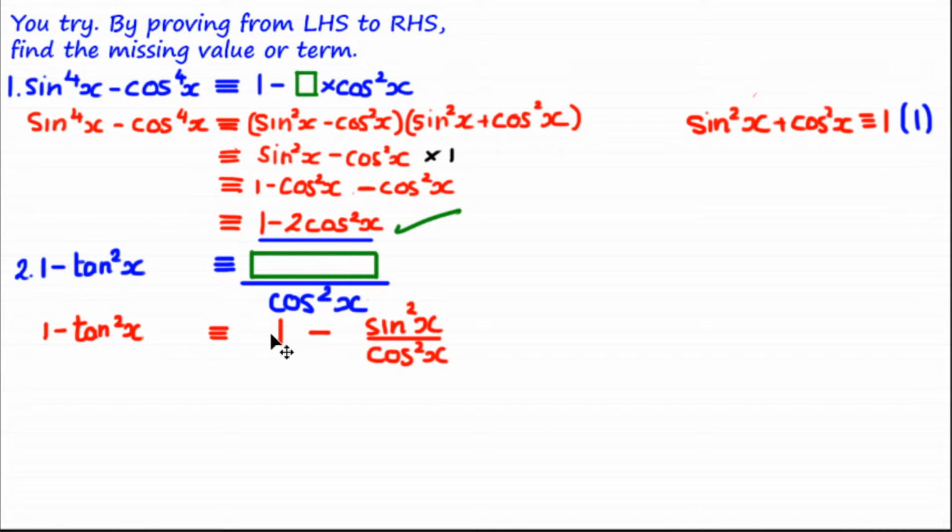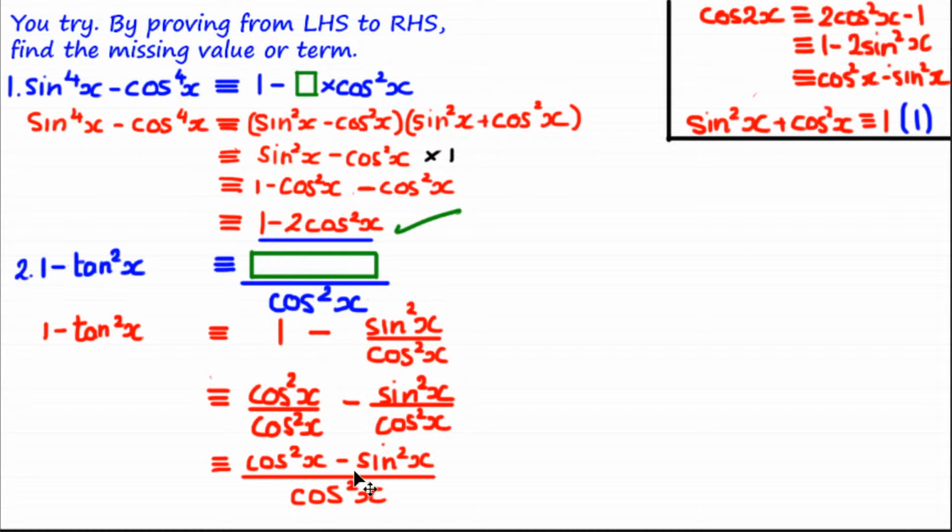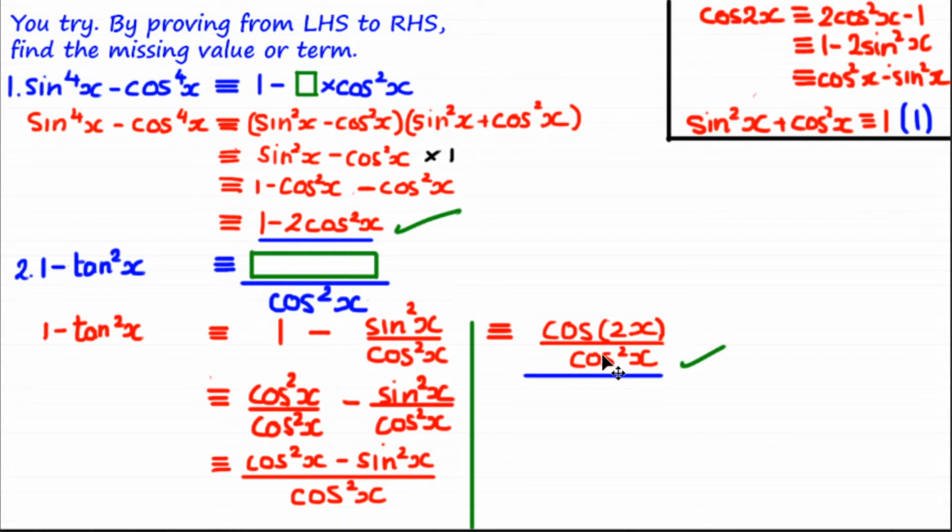Well, if we multiply the top and bottom by cos squared x, this is what we get. And we now have a common denominator. We can now combine the fractions to get one fraction, okay? So that's going to give us cos squared x minus sine squared x divided by cos squared x. And using the double angle formula, cos squared x minus sine squared x is equivalent to cos of 2x, okay? So our answer is cos of 2x over cos squared x. So I was looking for cos of 2x.